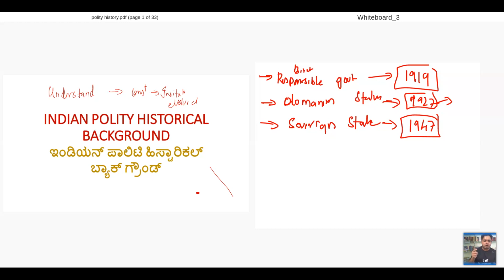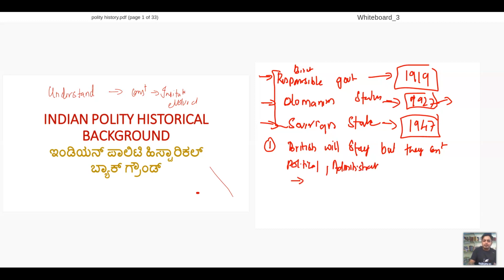So what is the difference between responsible government, dominion status and sovereign state? How do these three things matter? See, I'll explain one by one. Responsible government means the British will stay, but they will control political affairs and administrative affairs. This is responsible government, but these political and administrative affairs will be for the welfare of India and Indians. That means they will hold all the powerful posts and take the decisions which are good for Indians. So we are not part of decision making. This is called responsible government.